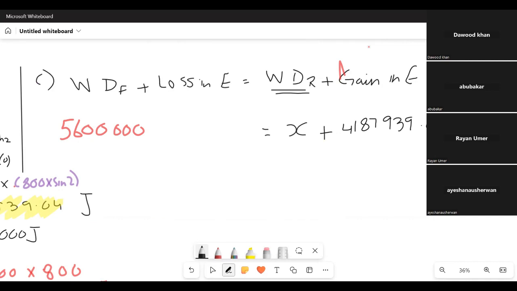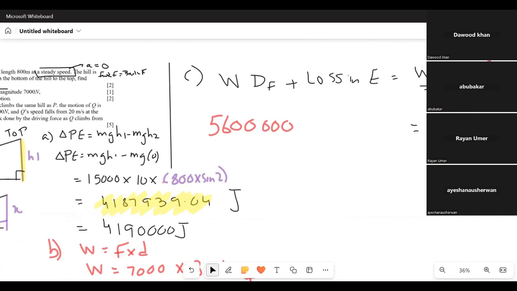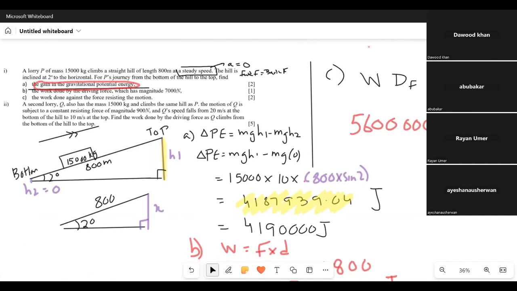Okay. Plus loss in energy. Now we need the energy lost in the system. So potential energy तो lose नहीं हुई. अब काइनेटिक एनर्जी को चेक करेंगे, क्या काइनेटिक एनर्जी लूज हुई है. काइनेटिक एनर्जी बॉटम पे क्या होगी और काइनेटिक एनर्जी टॉप पे क्या होगी. हमें स्पीड नहीं गिवन बॉटम और टॉप पे.